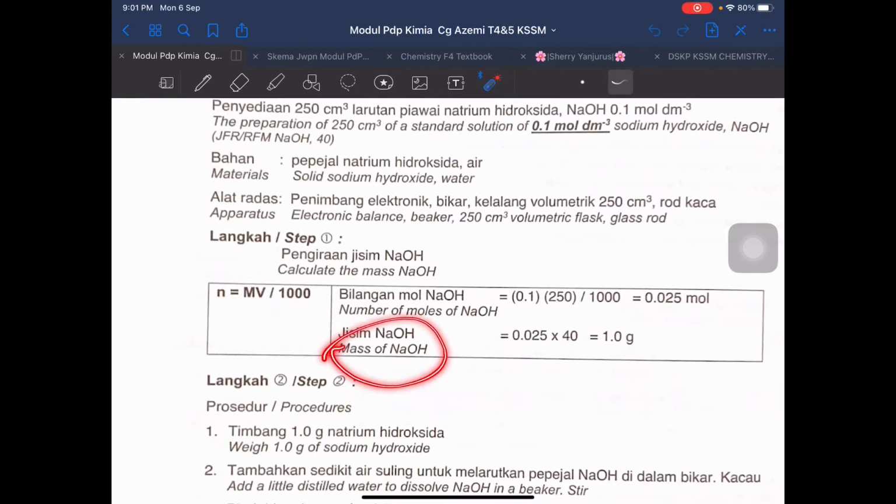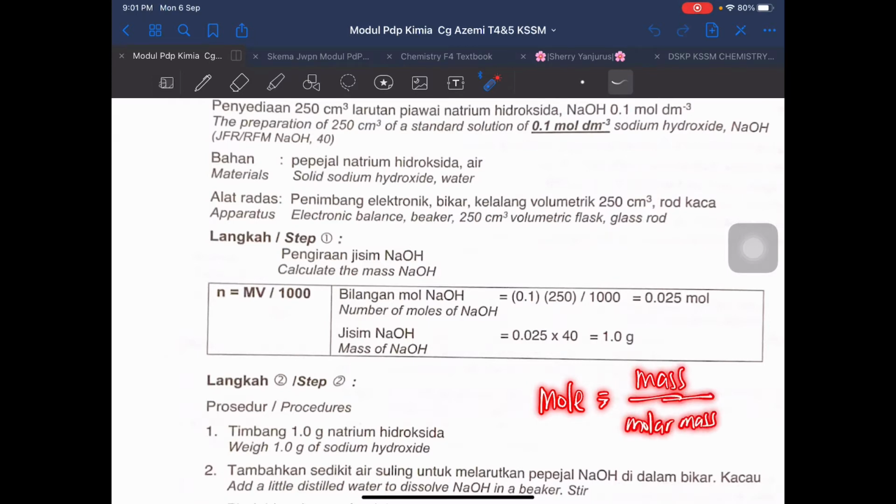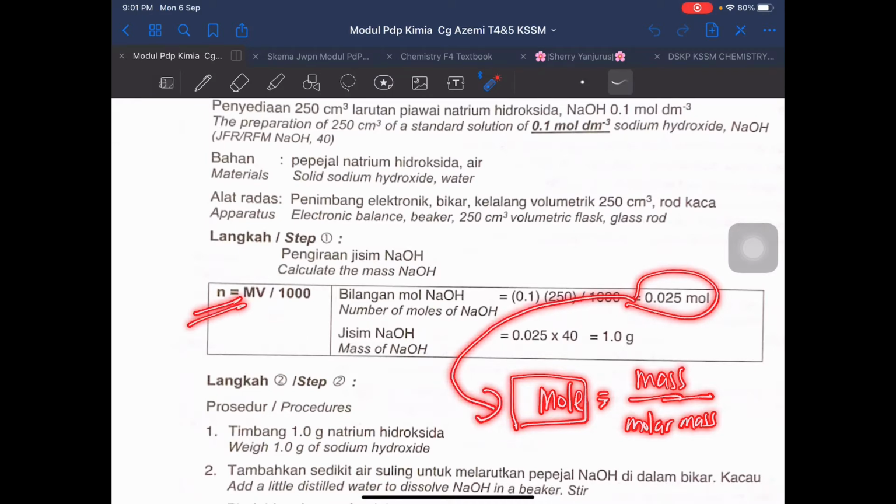How to find the mass daripada mole? Remember that we already learned about the first number of mole formula. If I'm not mistaken, this one is the second one, not the first one. Sorry. Okay, mole is equal to mass over molar mass. This one we have learned in chapter 3 already. So what is the mole? Mole is the one that you found from this formula. So you just put 0.025 here.